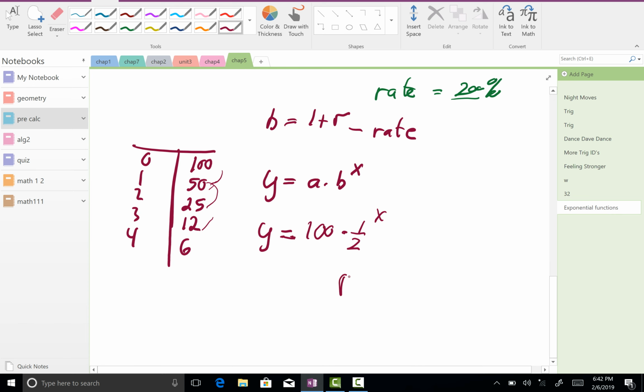So the decay rate would be 1, but since this is a negative kind of a decay, so it's going down, we think of it this way. So it would be 0.5 or 50%. That would be the rate. All right, so it all centers on that 1. Whether it's growing, that means we're going to add the 1. If it's decaying, then we're going to subtract from the 1 to get the rate.